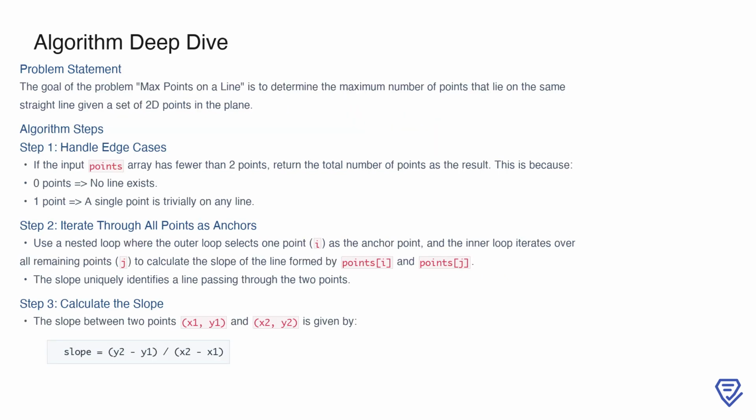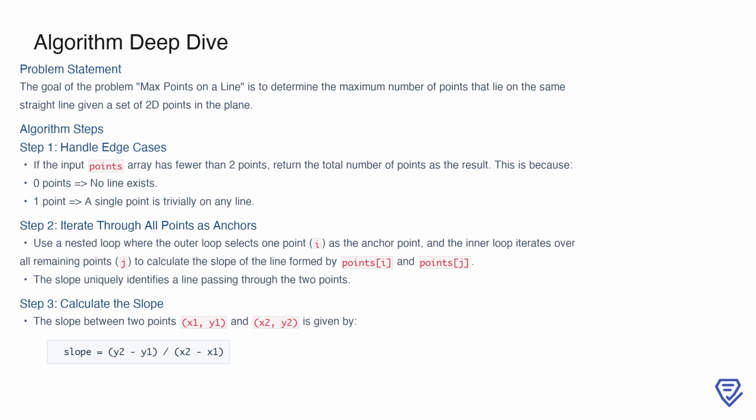The problem Max Points on a Line asks us to find the maximum number of points that lie on the same straight line, given a set of points in a 2D plane. To solve this, we start by addressing edge cases. If there are fewer than 2 points, the result is simply the number of points provided. 0 points means no line exists, and 1 point can be considered to trivially lie on any line.